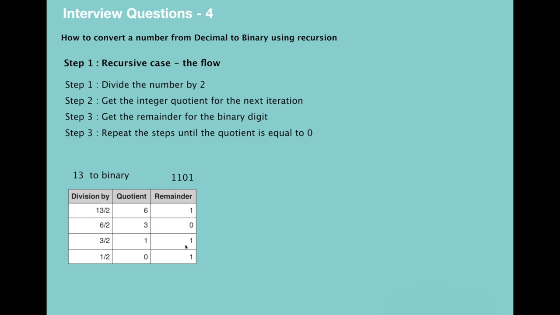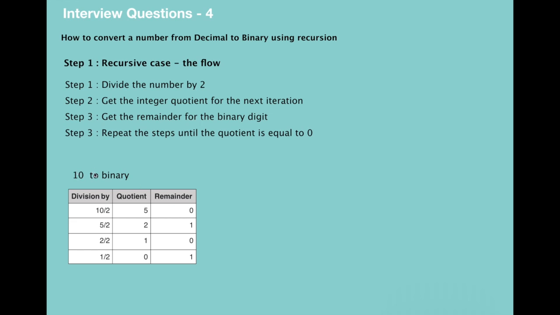1101. As you see that we are starting from back and coming forward. So here 1, 1, 0 and 1. We are combining these numbers and we are getting the binary number. So let's look at one more example.